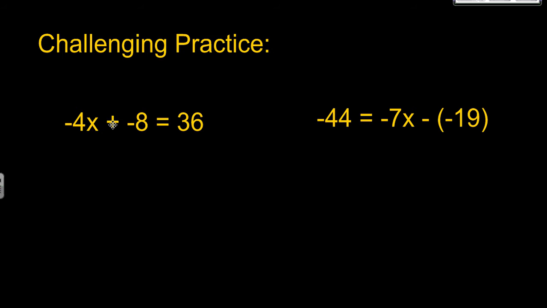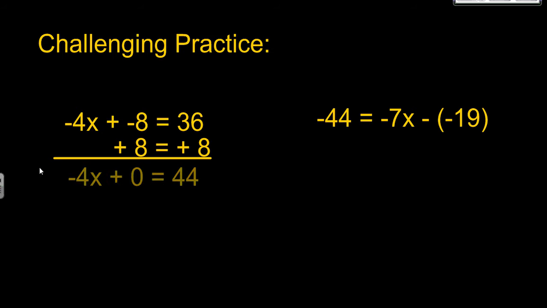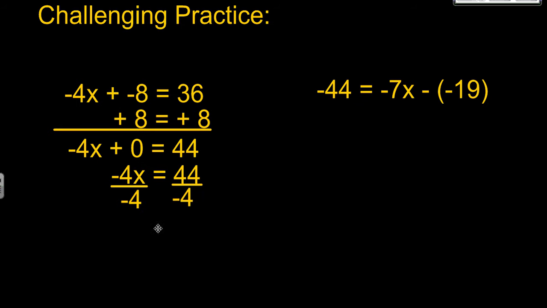On the first one, we have to do the inverse of adding negative 8. So instead, we're going to add the opposite of this. The opposite of negative 8 is positive 8. And there we just talked about the opposite of a negative value, which is also another standard in 6th grade. When you find the sum here, we get negative 4x plus 0 equals 44. And then we divide both sides by negative 4 to get our answer, x equals negative 11.